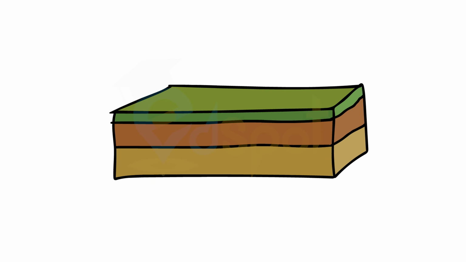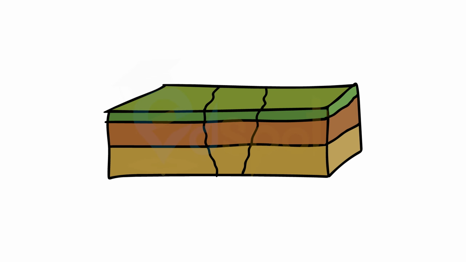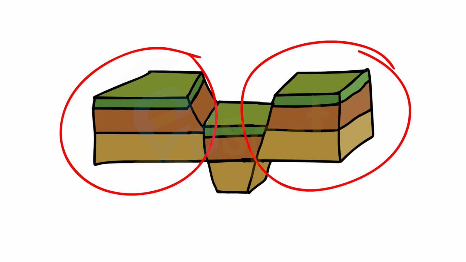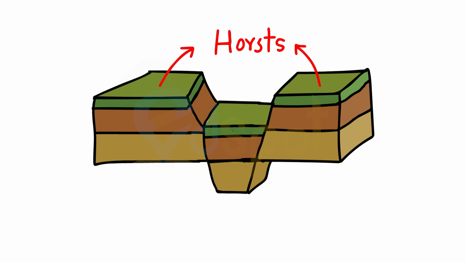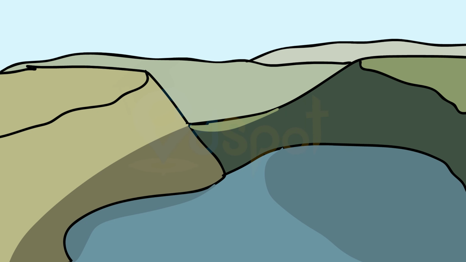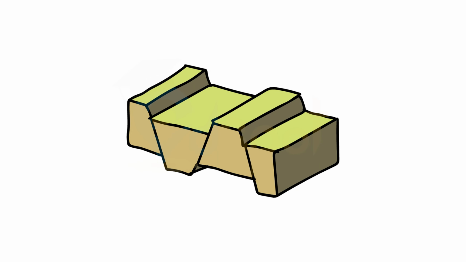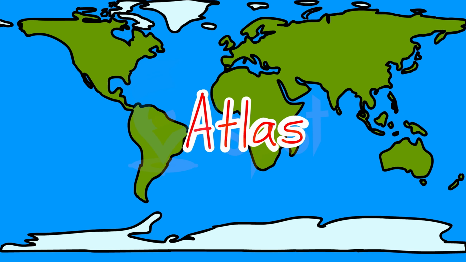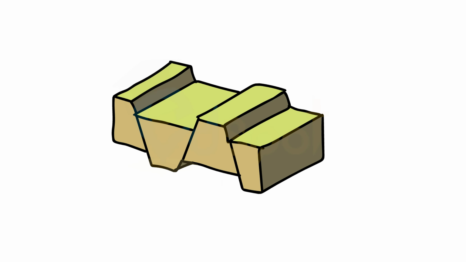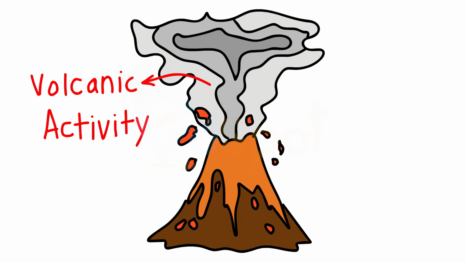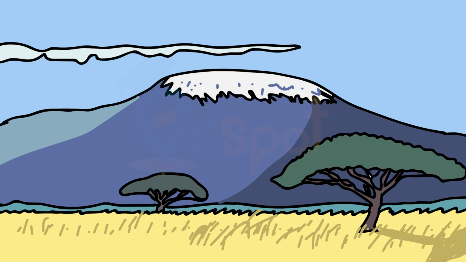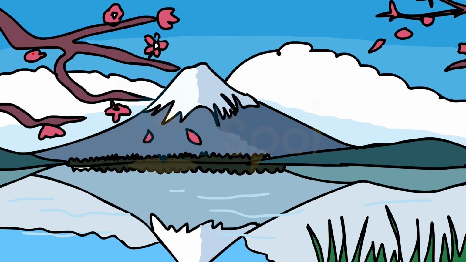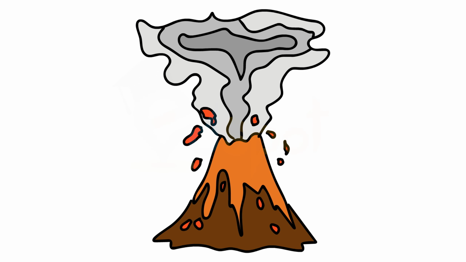Block mountains are created when large areas are broken and displaced vertically. The uplifted blocks are termed as horsts, and the lowered blocks are called graben. The Rhine Valley and the Vosges Mountain in Europe are examples of such mountain systems. Look at them on the world map in the atlas and find out some more examples of this type of landforms. Volcanic mountains are formed due to volcanic activity. Mount Kilimanjaro in Africa and Mount Fujiyama in Japan are examples of such mountains.